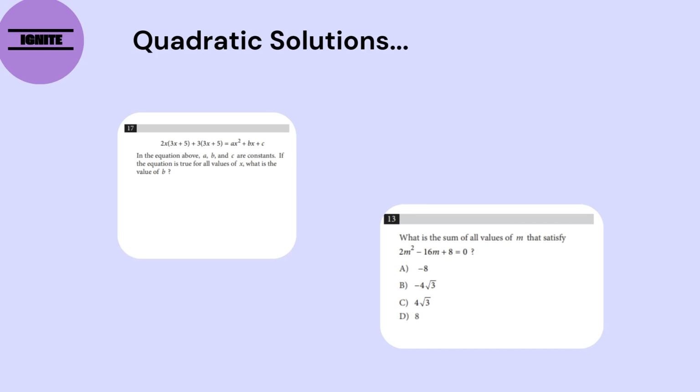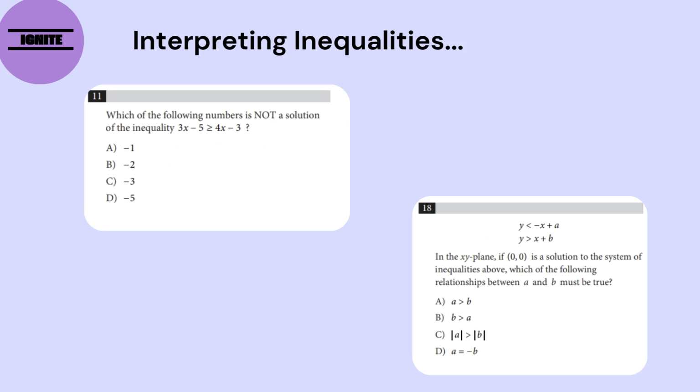Next, we have quadratic solutions, and this can be seen in a wide variety of ways. This can be looking at a quadratic equation in standard form. It could be using something like the quadratic formula. All of these different things can be tested, but the main concept is recognizing how a quadratic equation looks and how to solve for them. As you can see, in 17 it's asking for the coefficient of the b term, and in 13 it's just asking for the answer sets.